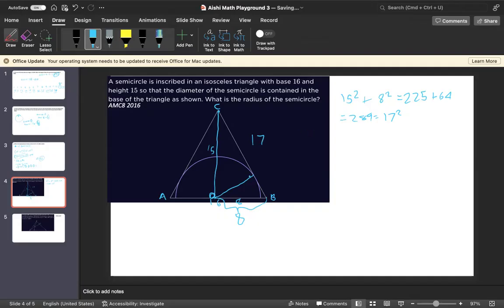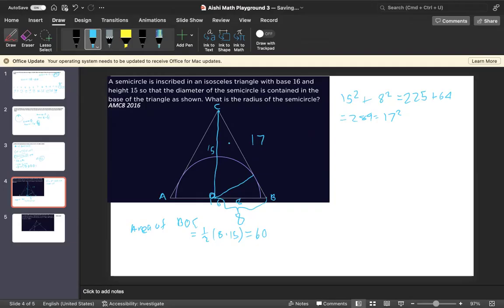Okay. So the area of triangle BOC is equal to half of 8 times 15, which is equal to 60.